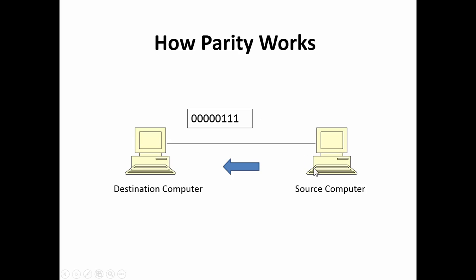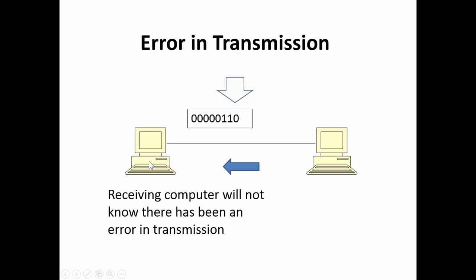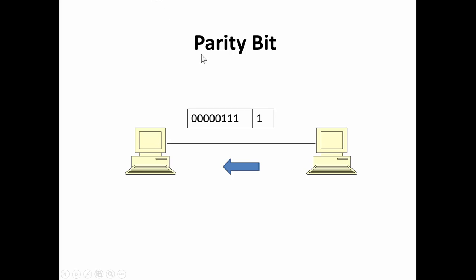We have a situation where one computer is sending the number 7 to another computer, which is 5 zeros and 3 ones. Now, what if one of these bits gets accidentally flipped in transmission? Then the receiving computer will not receive a 7, it will receive a 6. But the receiving computer will not know there has been an error in transmission. This is why we use parity.